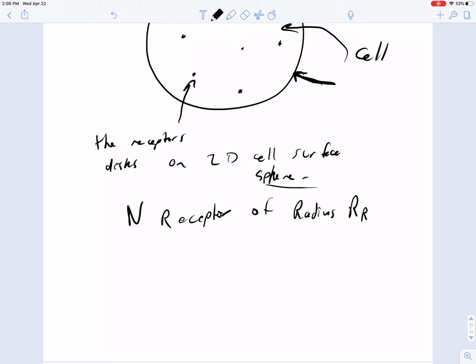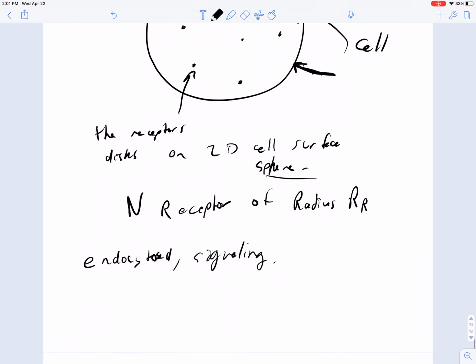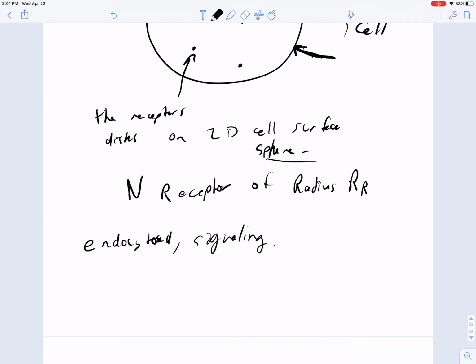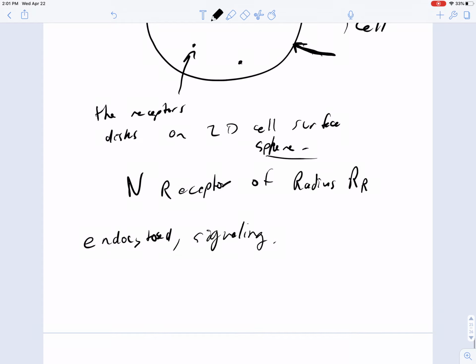Once the ligand's bound to the receptor, it can be endocytosed. It can be shuttled, signaling rafts, and other processes, including formation of higher order complexes. But what about once a ligand hits the cell and not a receptor? So only a fraction of the cell is covered by receptors.